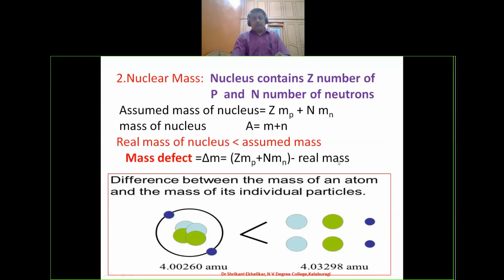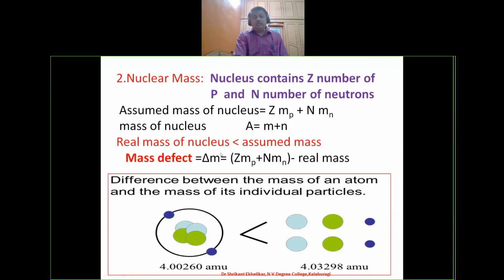Real mass is together. So you can visualize here. If you take the mass of a nucleus together, protons and neutrons as a nucleus, it is less than when two protons and two neutrons are separately weighed. That is, some mass is lost when keeping the nucleons together. So that is what we are calling mass defect.